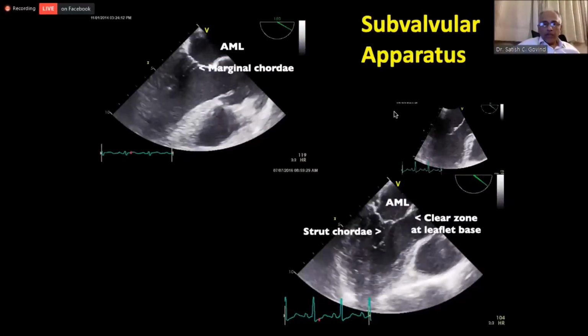Now, coming to the subvalvular apparatus, we have to be a little more detailed here. So let's look at the anterior mitral leaflet. If you look at it closely, it has chordae which come and attach here. This is to the margin, so it is called the marginal chordae. Then you have the chordae which attach, very few, not many, called strut chordae. So this attaches to the mid segment. But what is important is the base of the leaflet does not have any chordae, and this is the clear zone. So this is how the anatomy of the AML is when it comes to the chordae.